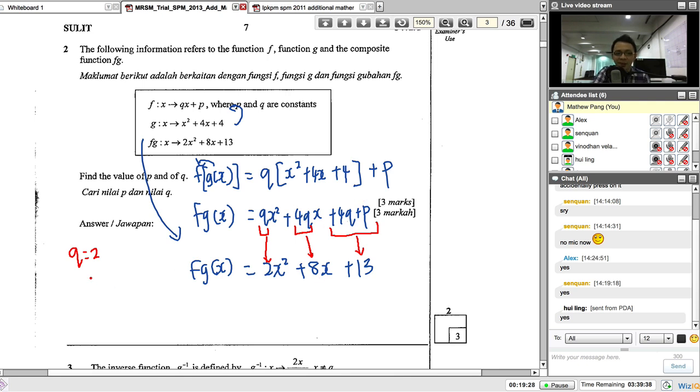Alright, then we want to find p. So we know 4q plus p equals to 13. Since q is 2, so 4 multiply 2 is 8. So 8 plus p equals to 13. p is just equals to 5. Done. 3 marks. Right, so I hope you understand how the function actually works. Okay, if you are fine, then we're going to move on.